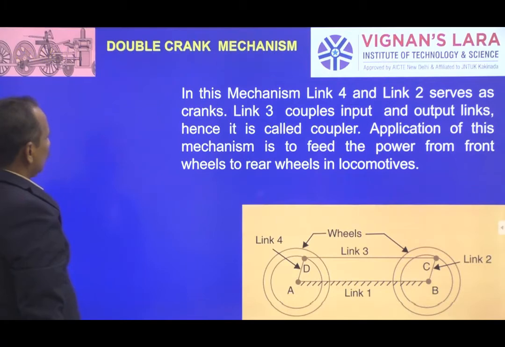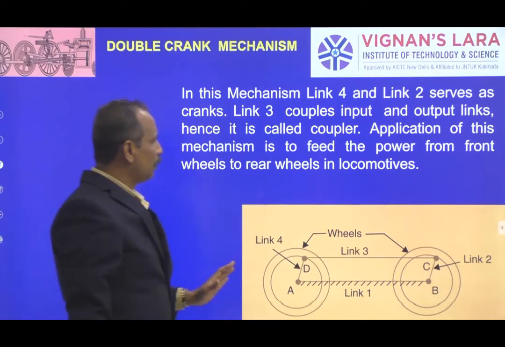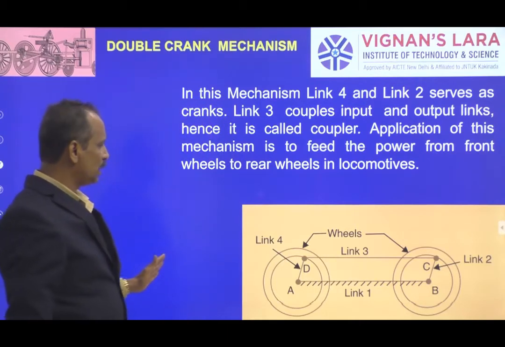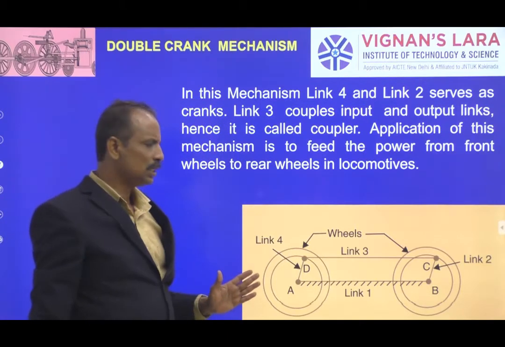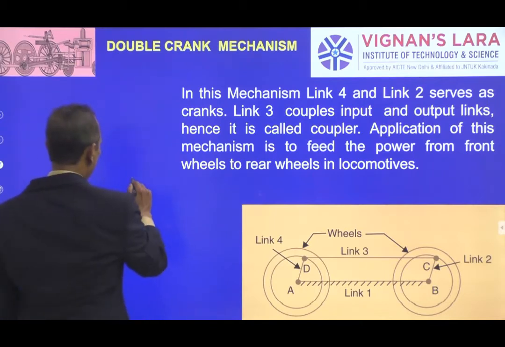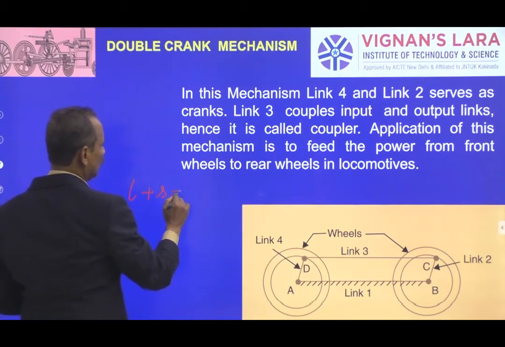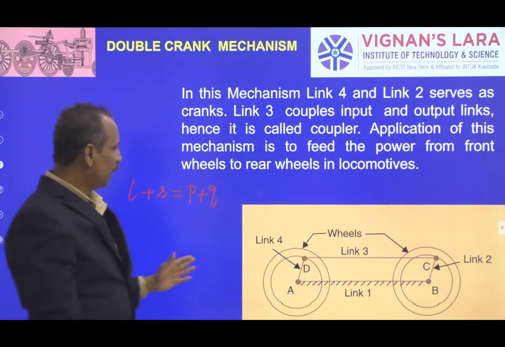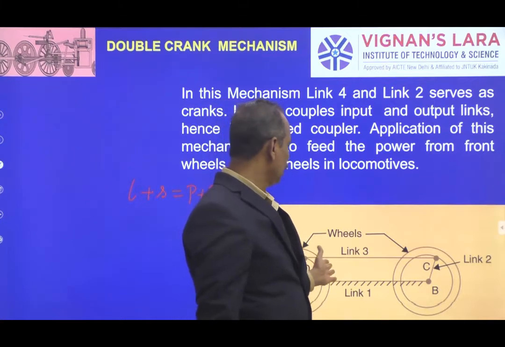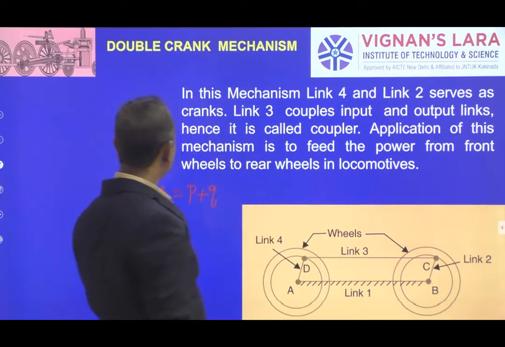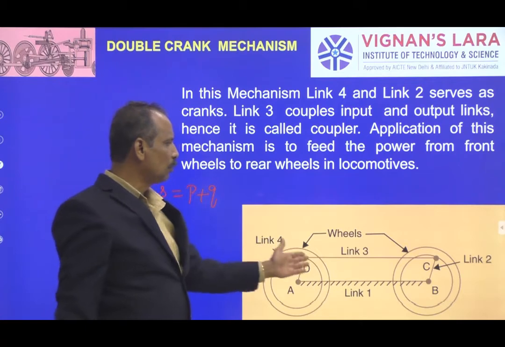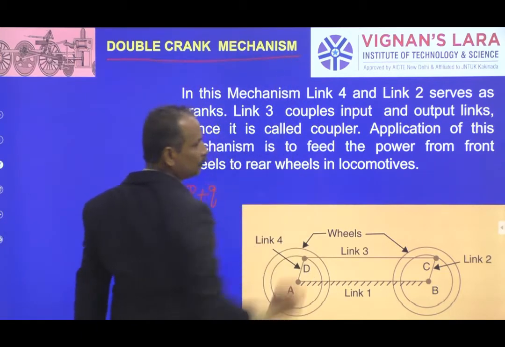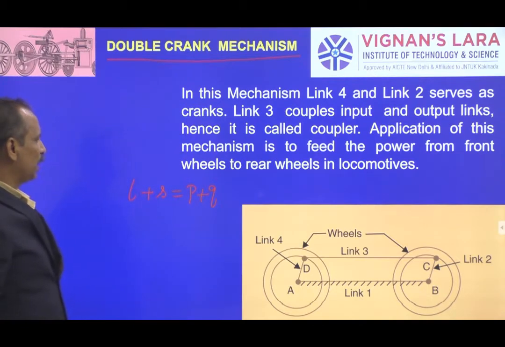Then the next one is a double crank mechanism. Here actually this is not the L plus S is less than P plus Q case. Here it is shown as the L plus S is equal to P plus Q case. But the objective will be fulfilled. That means it gives input rotation, output rotation. That is why it is called a double crank mechanism.